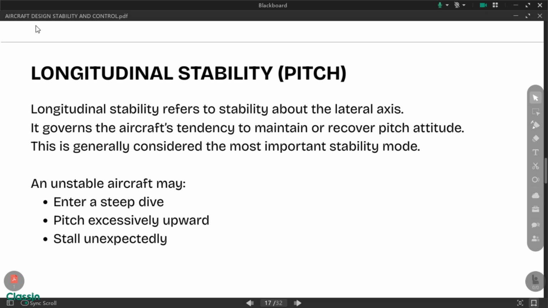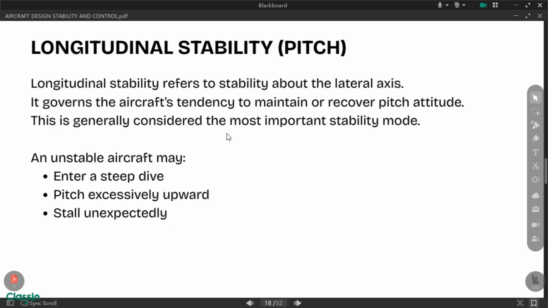Okay? So longitudinal stability refers to the stability about what axis. So if it's asking the stability about what axis, that's the lateral axis. But if it's asking motion or rotation about the lateral axis, that would be pitching. So, in simpler terms, yung longitudinal stability natin, it governs pitching motion.